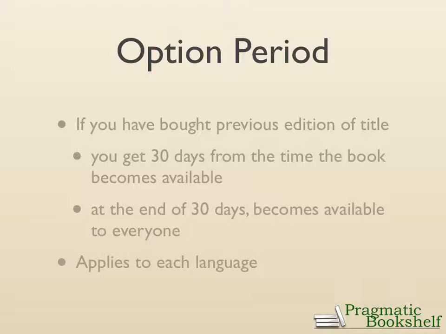In our contracts, it says that if you buy one edition of a book, you have an option on the next edition. What that means is when we make a title available for purchase, nobody else can buy it for 30 days. You get exclusive rights for those 30 days. When the 30 days is up, then everybody gets to be able to buy it. And obviously that's per language. So if you're a Japanese publisher, you have the Japanese rights for 30 days under that option.